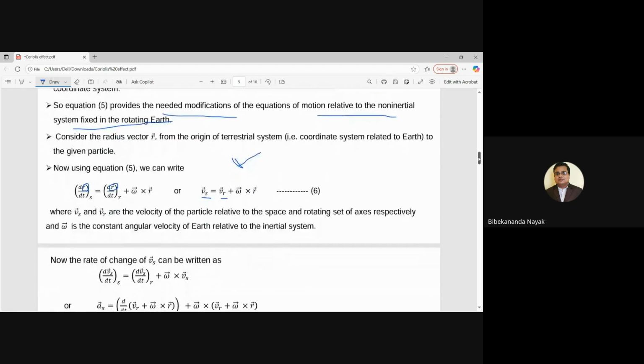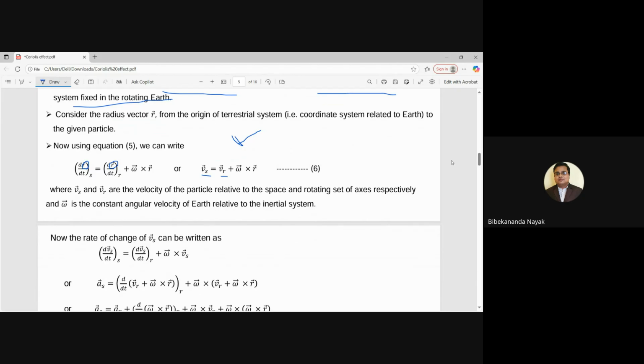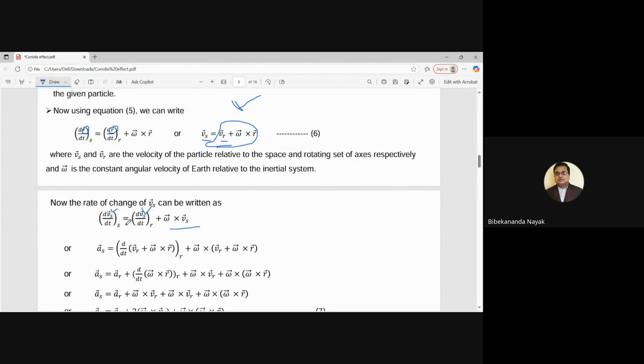Now again we take V as the G. If we take Vs as the G, then my formula will be dVs by dt in space is equal to dVs by dt in the rotating frame plus omega cross Vs. Now in place of Vs, put this Vr plus omega cross r. But dVs by dt in the S system is d square rs by dt square, which is acceleration. So the left hand side is acceleration in S, and on the right hand side in place of Vs put Vr plus omega cross r, because it is in the r frame.